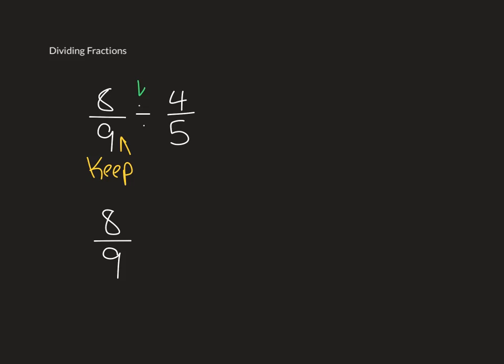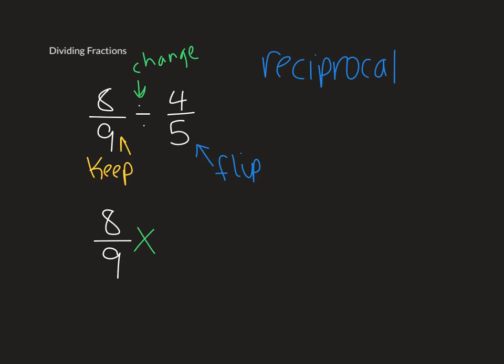Then, remember, we're going to change our division sign to a multiplication sign. Our goal with division is to change it into a multiplication problem. Then, I'm going to flip my second fraction into what we call the reciprocal. So I'm going to rewrite that. Instead of 4/5, I'm going to write that as 5/4.